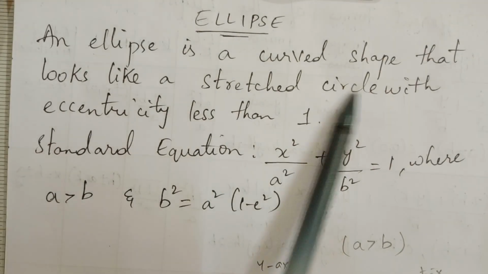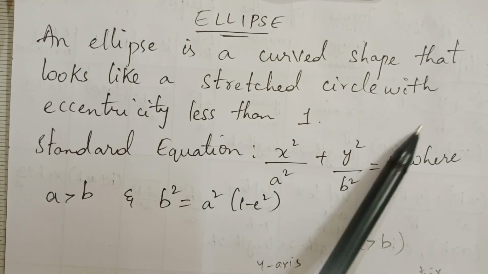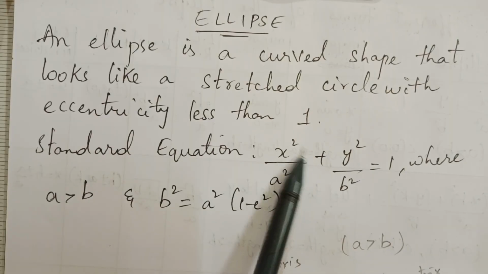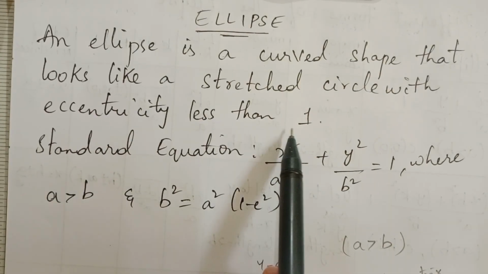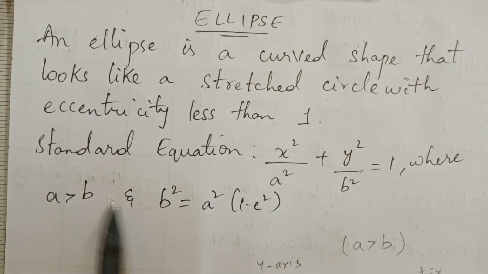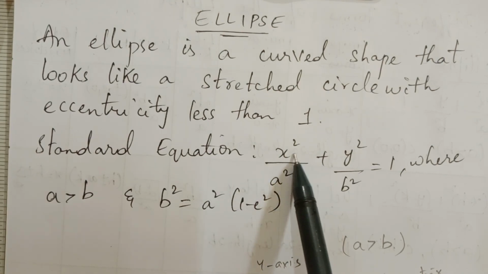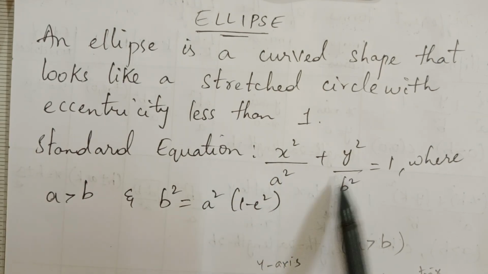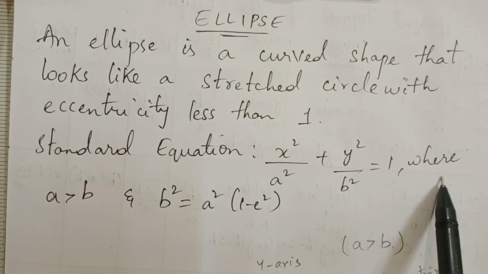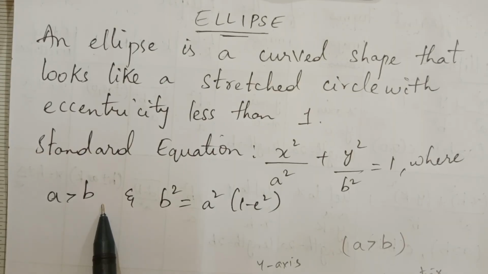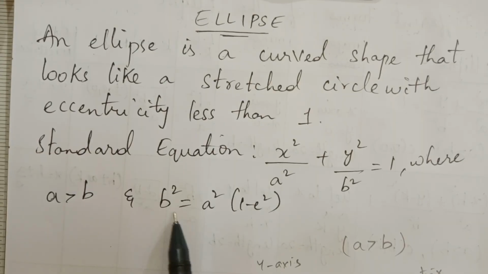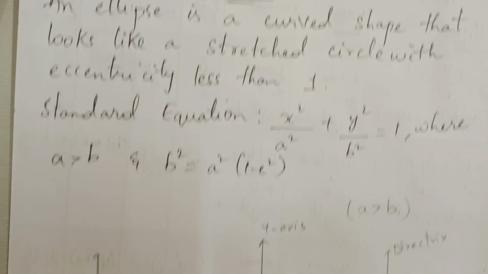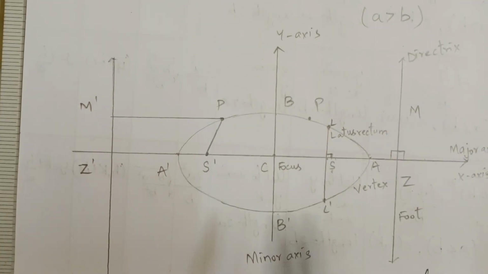An ellipse is a curved shape that looks like a stretched circle, with eccentricity less than 1. The ellipse can be formed when the eccentricity is less than 1, and the standard equation of the ellipse is x square by a square plus y square by b square equals 1, where a is greater than b, and b square can be given as a square into 1 minus e square. So this is our ellipse, right?